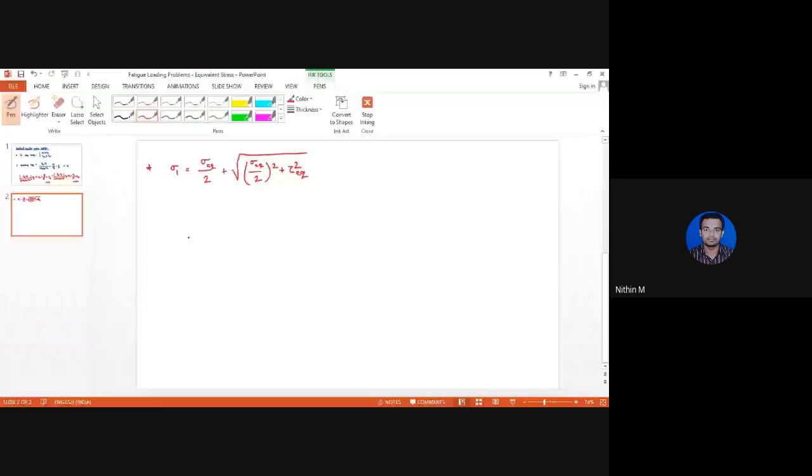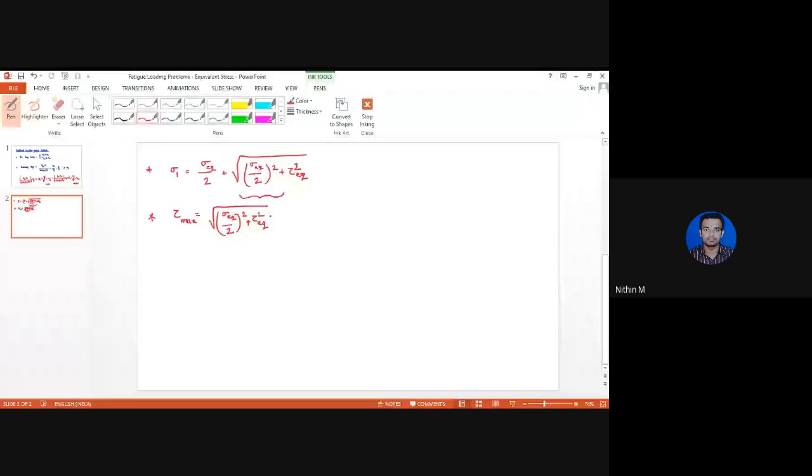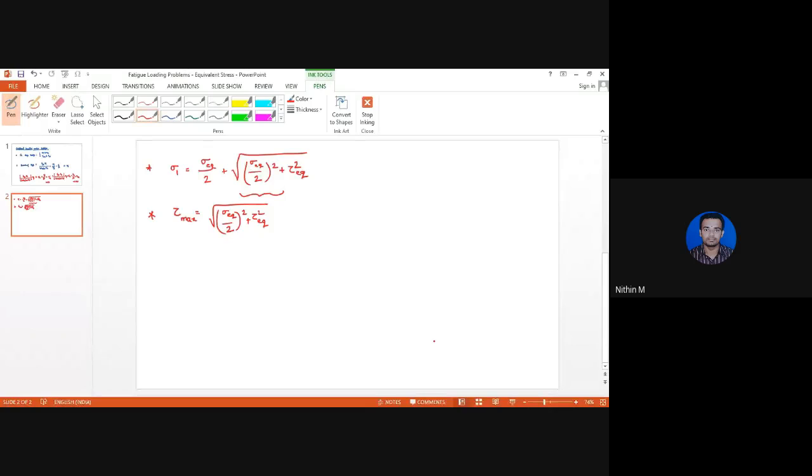Correct? This is the expression for determining the maximum principal stress induced in the member. Similarly, how do we calculate the maximum shear stress induced in the component? The maximum shear stress induced in the component is given by square root of sigma equivalent by 2 the whole squared plus tau equivalent squared. So these four equations should be kept handy whenever you are trying to solve problems on fatigue when the component is subjected to combined load. So now let us try to solve a problem.